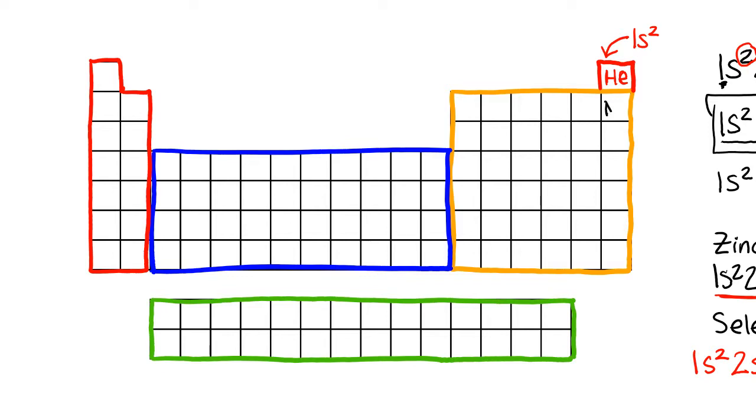We have neon, argon, krypton, xenon, radon, and the most recently discovered or created noble gas, oganesson, which may or may not be a gas. The chemistry is not easy to experiment with because it is so short-lived.